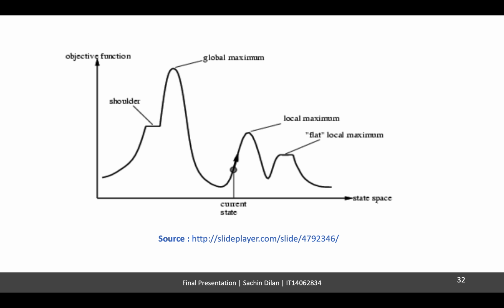Global maximum means the best result. Local maximum means it is also a good result, but there can be a better result than that. So we are not stopping at the initial iteration. That's why we keep doing that, and trying to reach the global maximum.